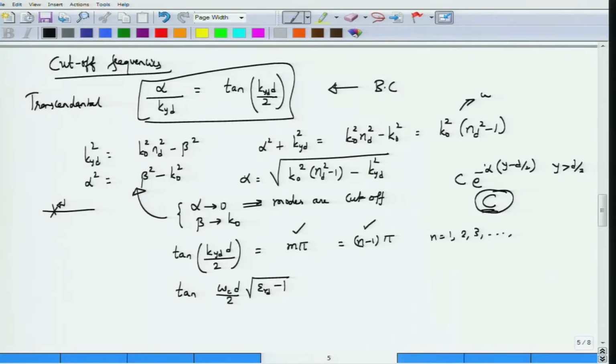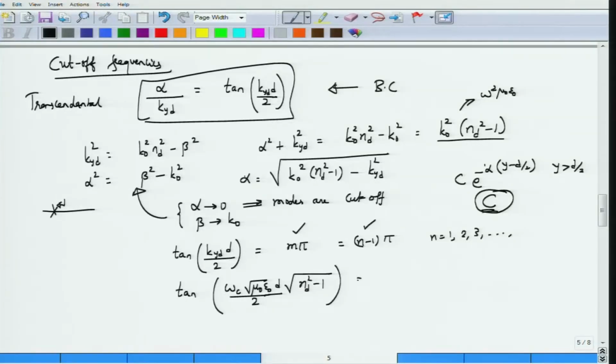K0 square of course is omega square mu 0 epsilon 0. So I am using this expression for KYD square. When alpha is equal to 0, KYD square will be equal to omega square mu 0 epsilon 0 n d square minus 1, or KYD will be equal to omega square root mu 0 epsilon 0 and under root of n d square minus 1. So let us write that: it would be omega c, the cutoff frequency, square root mu 0 epsilon 0 divided by 2. There is also a d here, then there is square root of n d square minus 1.